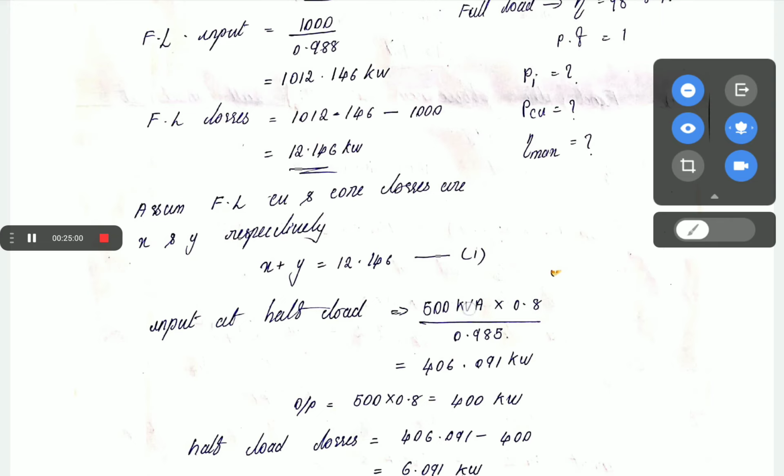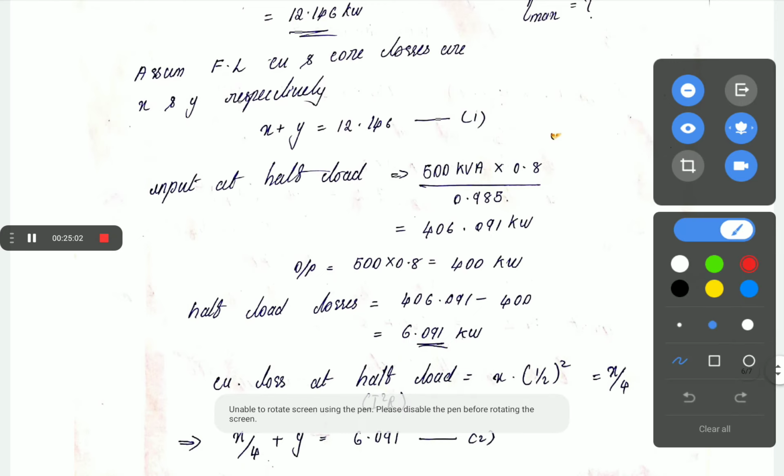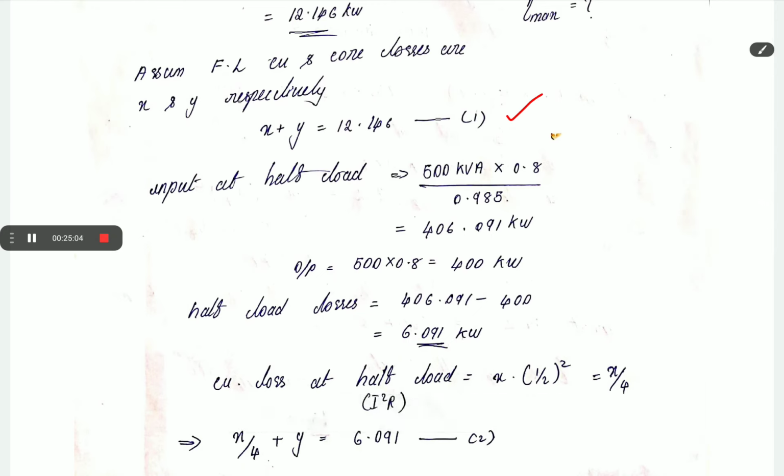That is equation 1. Okay. So this is your equation 1. And ഇനി ഒരു half load data തന്നിട്ടുണ്ട്. So input at half load കണ്ടുപിടിച്ച് നോക്കാം. നമ്മൾ നേരത്തെ ചെയ്ത പോലെ തന്നെ ഈ half load എന്ന് പറയുമ്പോൾ you have given full load input full load rated kVA is 1000 kVA. So half load എന്ന് പറയുമ്പോൾ just half of this 500 kVA എടുക്കാം.